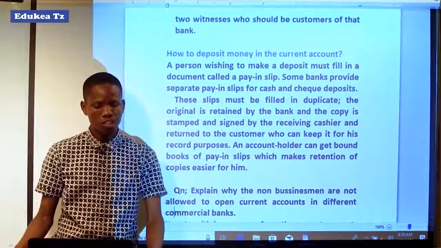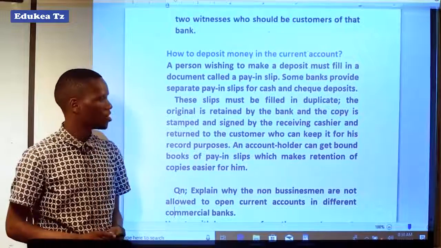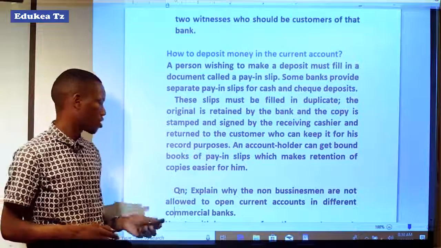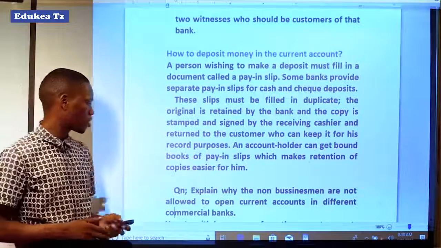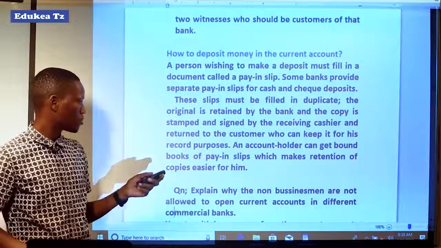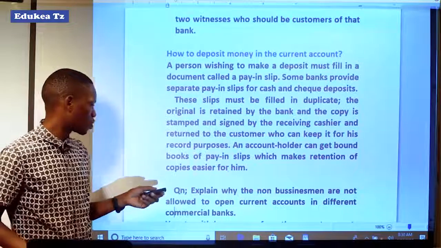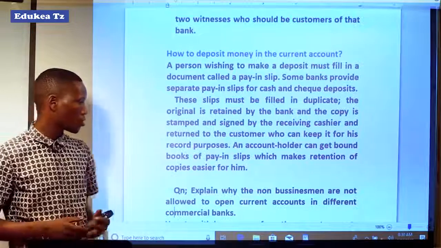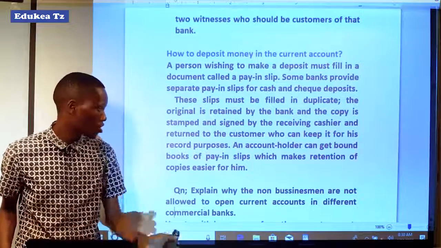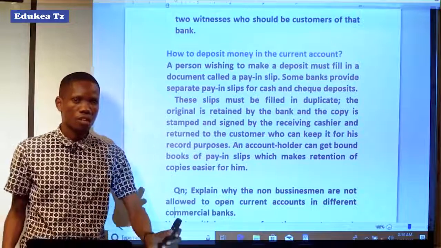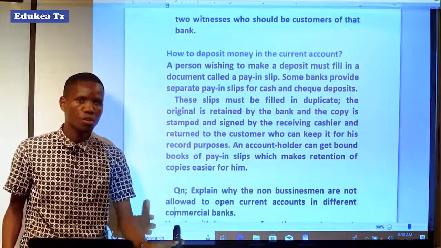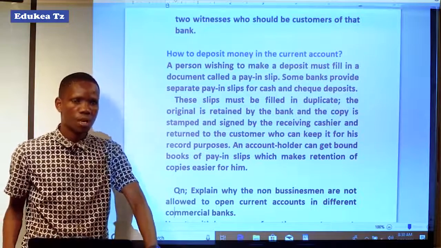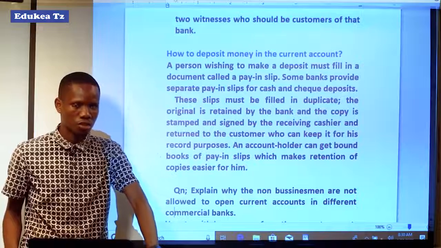Now, after we have seen how to deposit money in the current accounts, let us end our session here. But we have got a question that states: explain why non-businessmen are not allowed to open current accounts in different commercial banks. As we have seen, one among the features of these current accounts is that non-businessmen are not allowed to open this type of account, except businessmen and different companies and institutions.